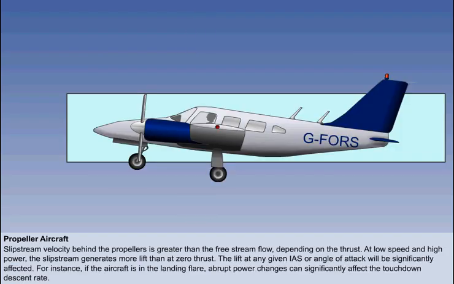The lift at any given IAS or angle of attack will be significantly affected. For instance, if the aircraft is in the landing flare and power is reduced suddenly, the resulting loss of lift could cause a heavy landing. On the other hand, a potentially heavy landing can be prevented with a judicious burst of power.